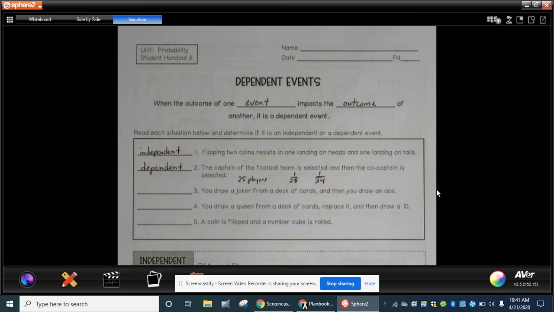Now, number 3, you draw a joker from a deck of cards, and then you draw an ace. Something I want you guys to notice here: a joker is not really a part of a deck, but in this case it is.